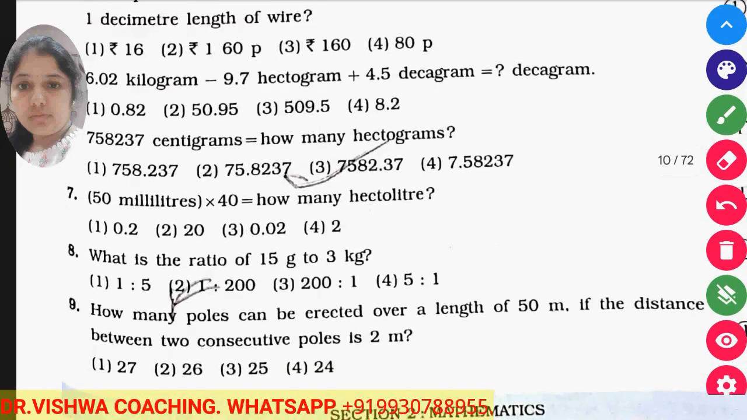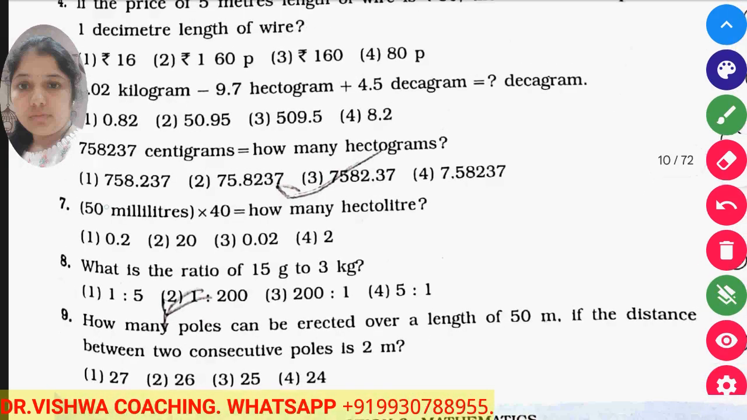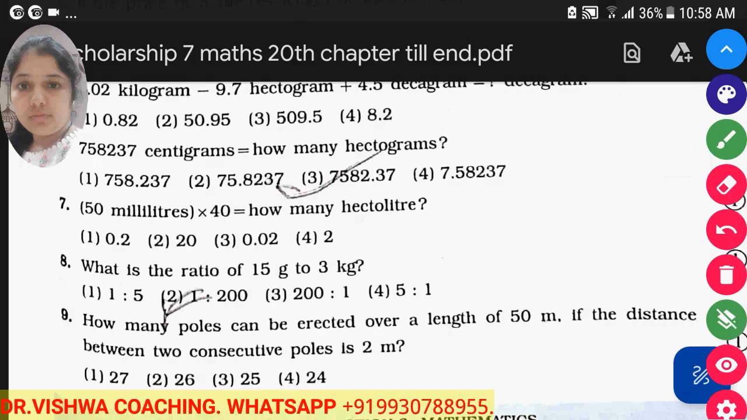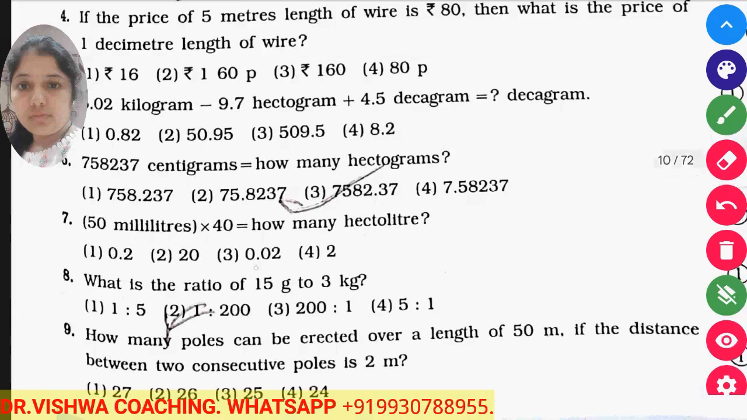Okay, now the next one. 758237 centigram is equal to how many hectogram? Now again you have to convert this into hectogram by adding the decimal. Now from the centigram place, calculate how far the hectogram place is, count the in-between units, and you can put your decimal at the desired point. How you will do it, I will show you. Wait a minute.